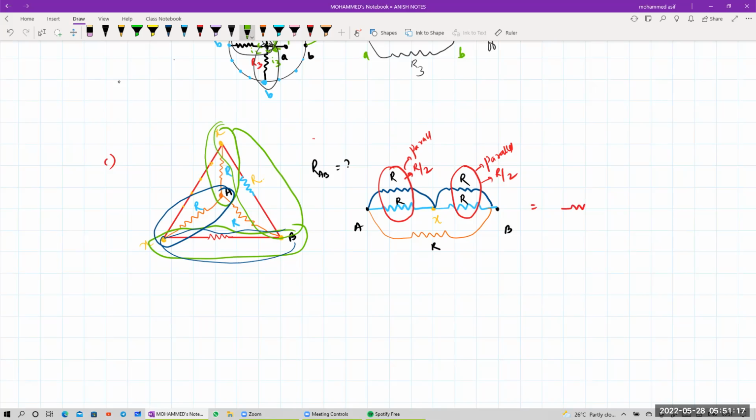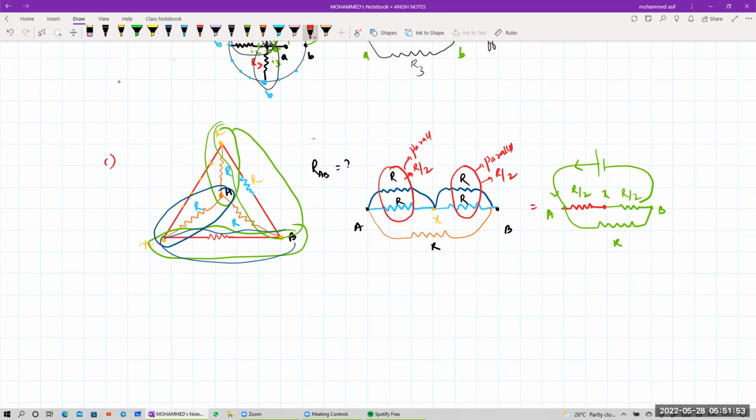No, sir. So now between A and X, this is X, this is A. What is the resistance between A and X? R by 2. Similarly, what is the resistance between X and B? R by 2. Okay? Between A and B there is one resistance. This is R. Okay?